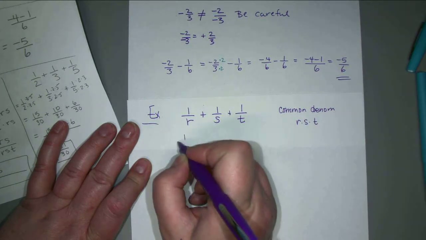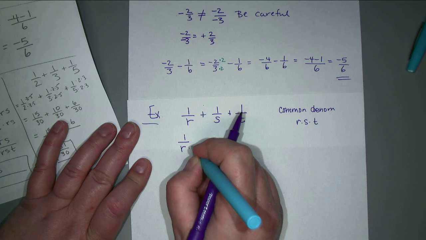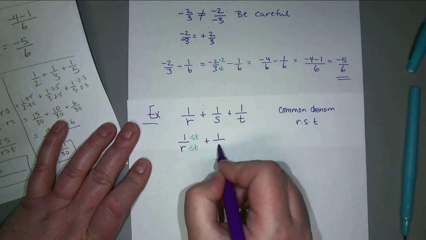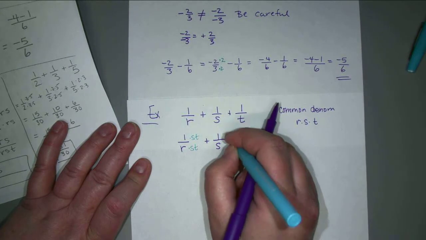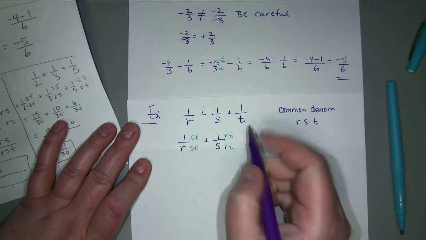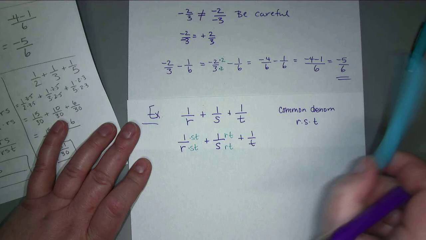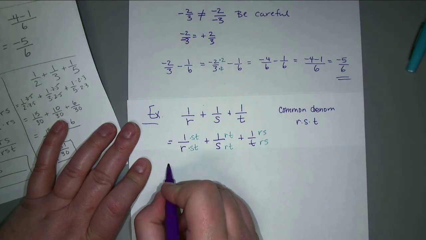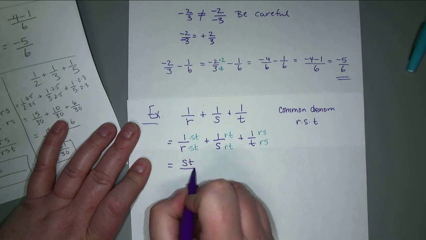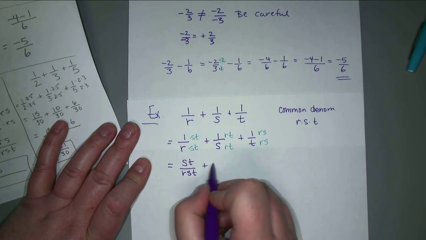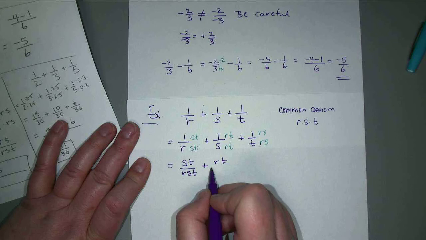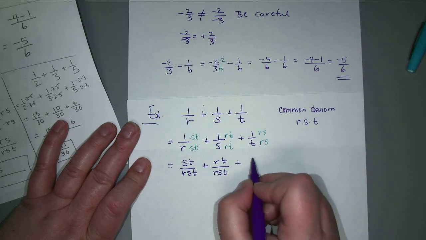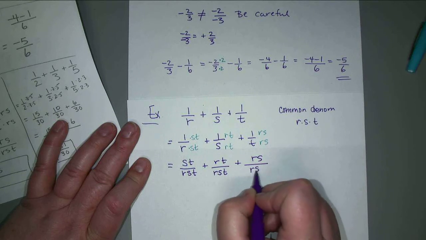So here, we need to multiply the first one by S and T, the second one by R and T, and the third one by R and S. Let's put an equal sign here. So we have ST over RST, RT, because 1 times RT, over, write them in the same order, so you can see that they're the common denominator. I'm just writing them all in the same order.